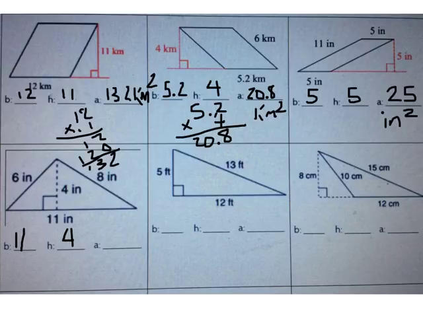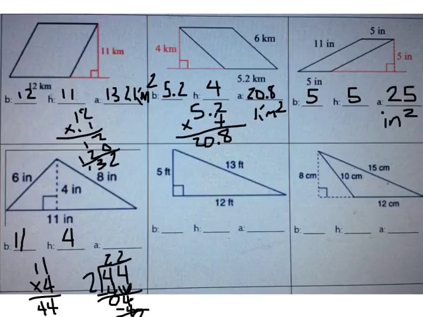What's the area? First, what's 11 times 4? 11 times 4 is 44. I'm not finished because a triangle is half of a parallelogram, so I need to divide 44 by 2. What's 44 divided by 2? 44 divided by 2 is 22 square inches.